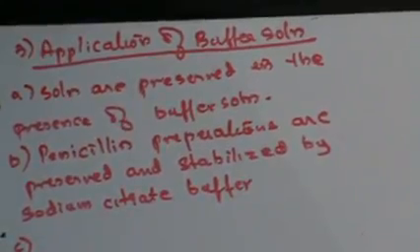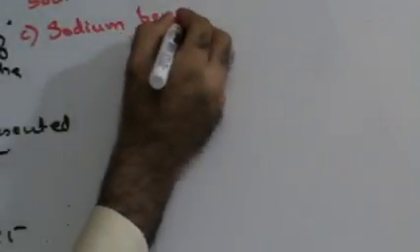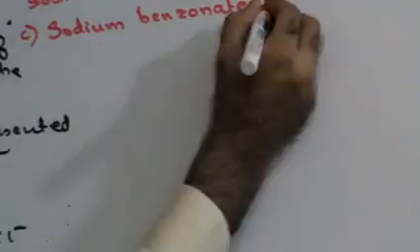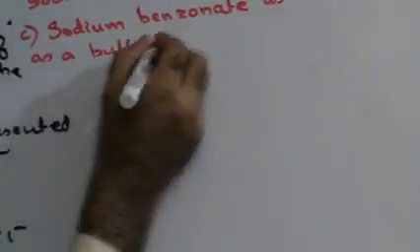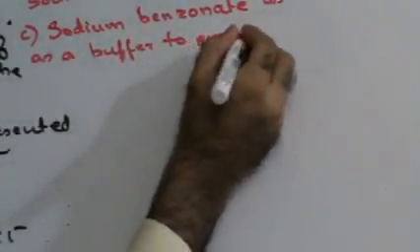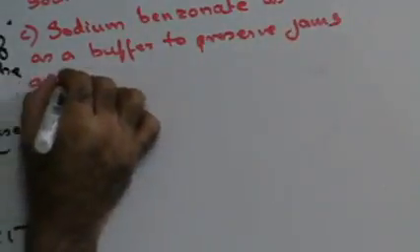Next, sodium benzoate is used as a buffer to preserve jams and jellies.